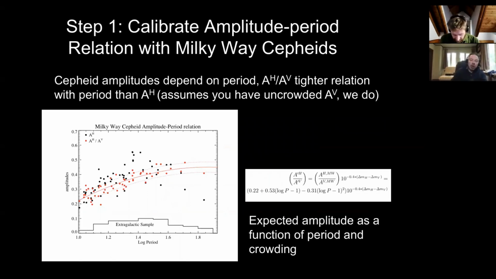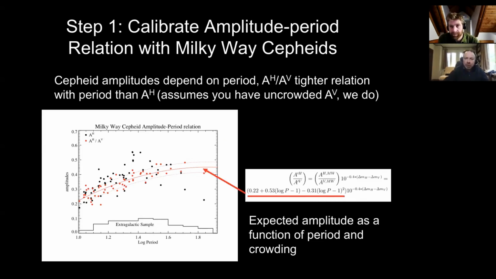This is a key figure in the paper, but basically we show that if we form the ratio of the amplitude in the H band, that's the key thing we're trying to measure, to the amplitude in the V band, we actually normalize out a lot of the variation, and then we get a very simple quadratic relationship for this amplitude ratio as a function of period of the Cepheid. And so we derive this simple calibrating relationship that tells us what amplitude to expect as a function of both the period of the Cepheid that we see and of the crowding that we see.